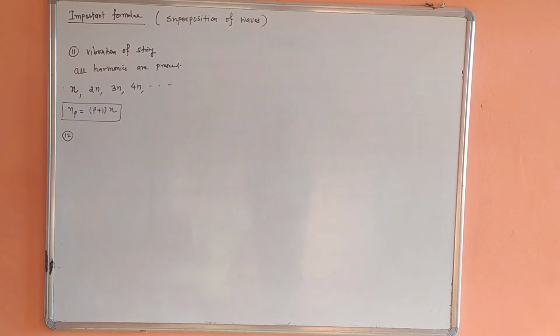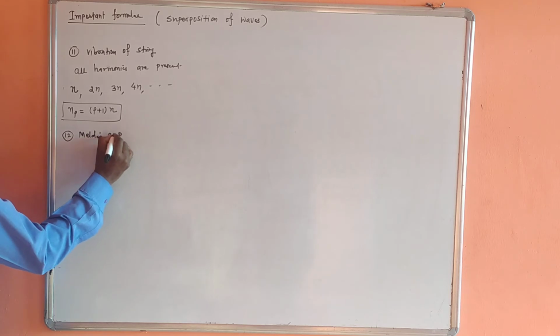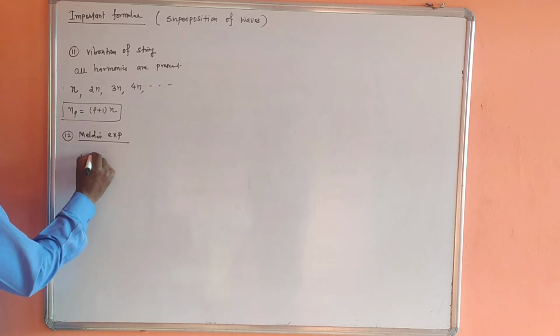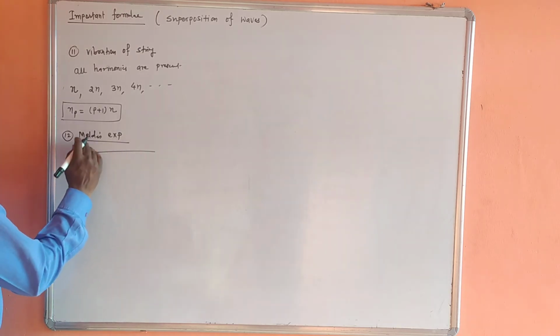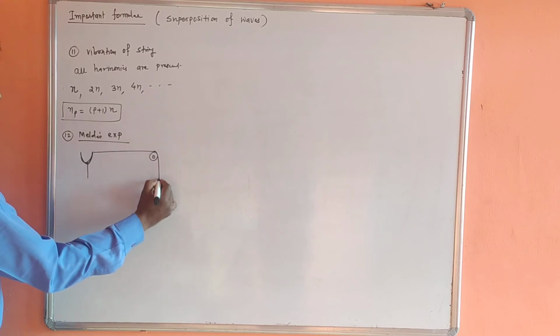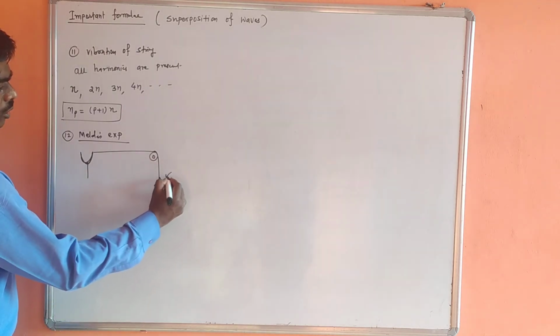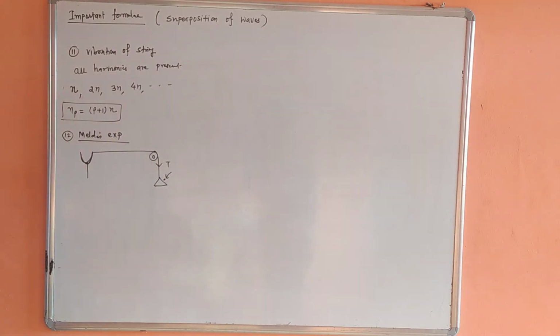Then the next one depends on Melde's experiment. This experiment also depends on the stationary wave, where a vibrating tuning fork is used, and the vibration of this tuning fork is passed on to the string, which passes over this pulley, and there is one pan. In this pan the weights are added to create tension on the string, and here a stationary wave is formed.